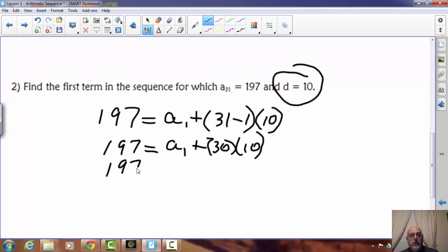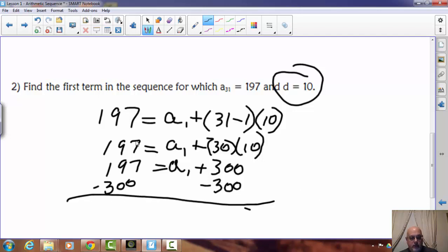So 197 is equal to our first term plus 300. It's an algebra problem. Subtract 300 from both sides. So -103 is a sub 1, our first term. These, by the way, will cancel out. So our first term of this sequence is negative 103. The 31st term is 197. The common difference is 10.